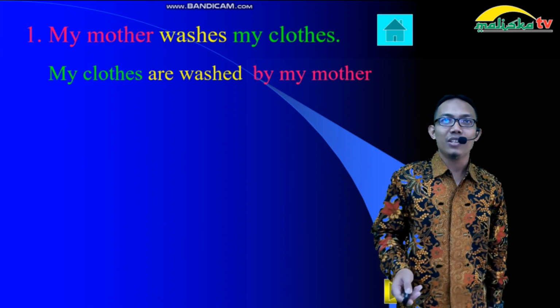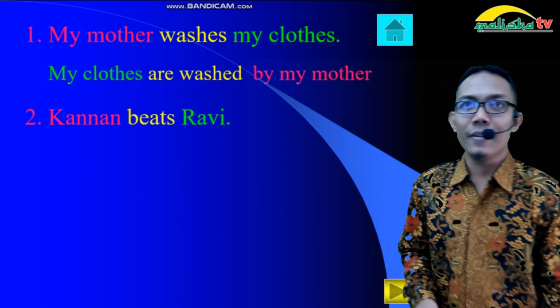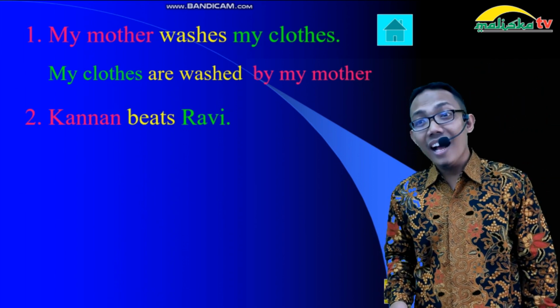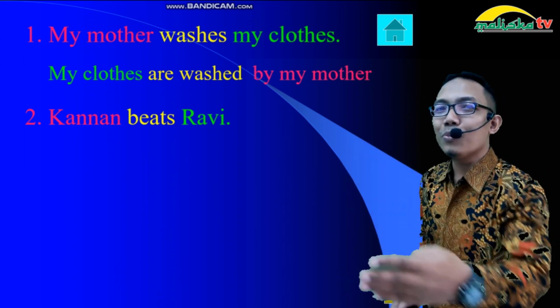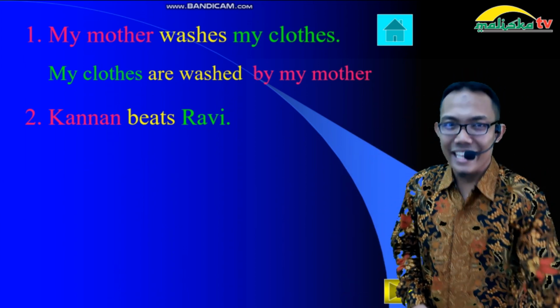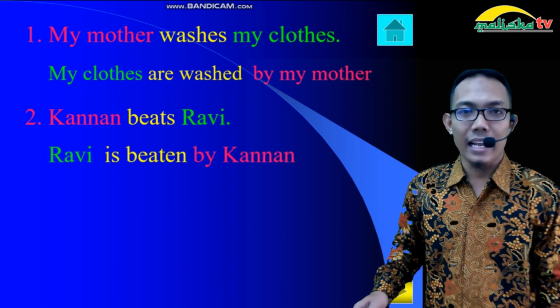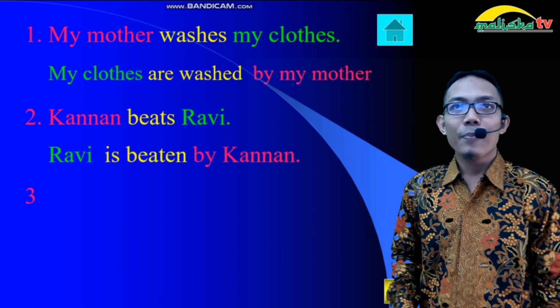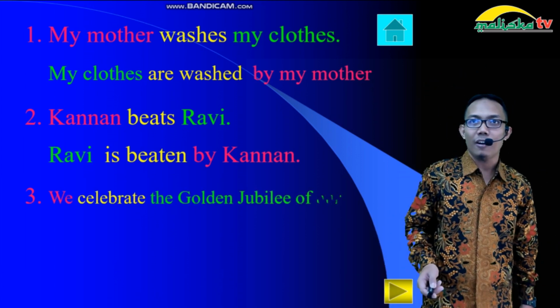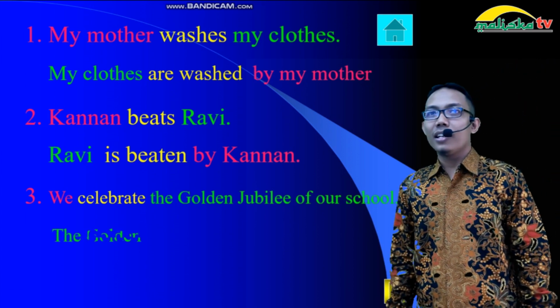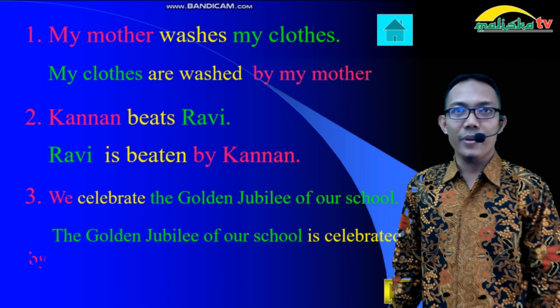Okay, and then number two, Kanan hits Ravi. How do you make the passive sentence? Yes, of course. You are right. Ravi is beaten by Kanan. And then next, number three, we celebrate the golden jubilee of our school. Okay, yes. You are right. The golden jubilee of our school is celebrated by us.